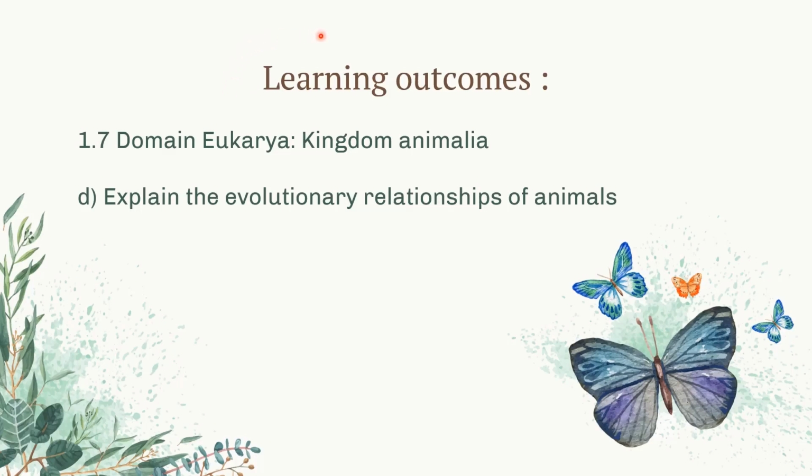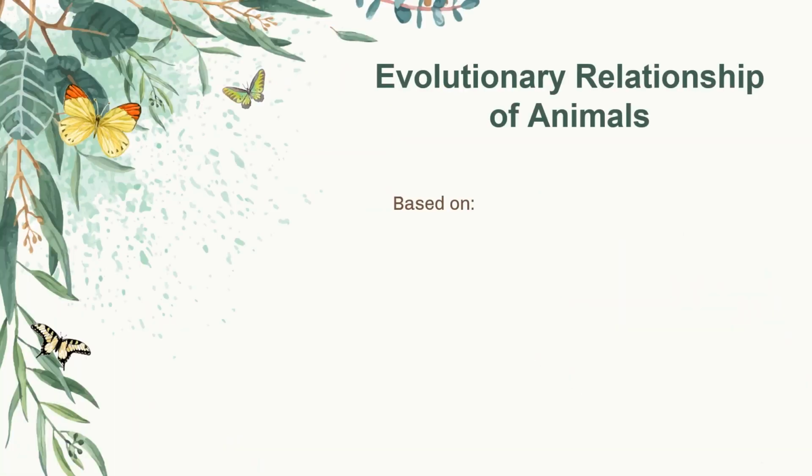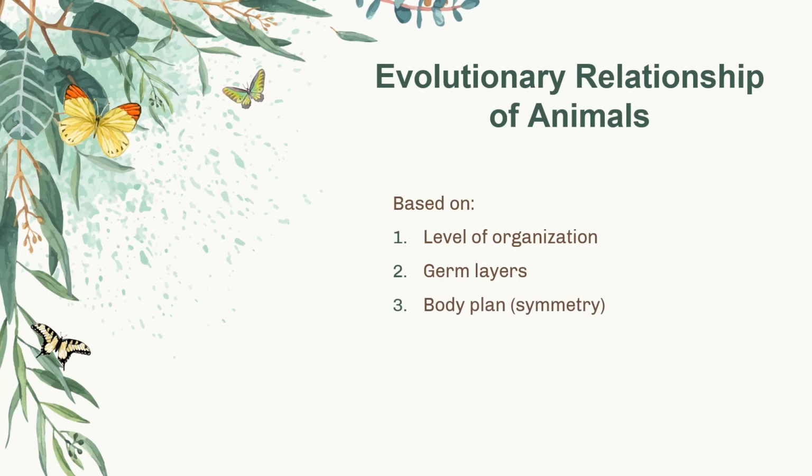Okay, so we reached the last part of Kingdom Animalia, which is to explain the evolutionary relationship of animals. The evolutionary relationship of animals is based on 5 factors. The first one is the level of organization. Second is the germ layer. Third is the body plan, meaning the symmetry. Fourth is the body coelom. And the fifth, the segmentation of the animal.